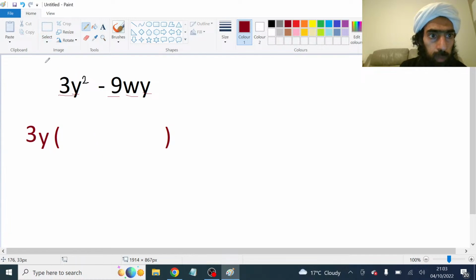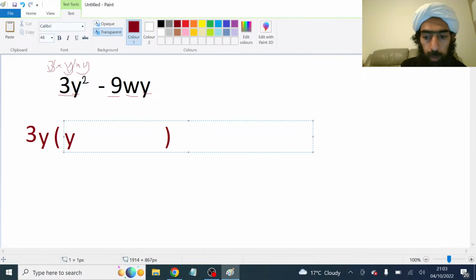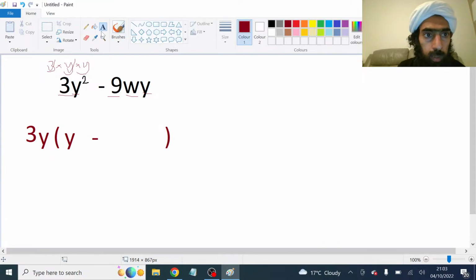Then using the same technique as before, what do I already have on the outside? I've got the 3, I've got the y, so all I need on the inside is y. And then take away. Similarly here, the 9 can be written as 3 times 3. Try to match to the number you've written here, times w times y. What have I got? I've got 3 and the y, so I need 3w on the inside.